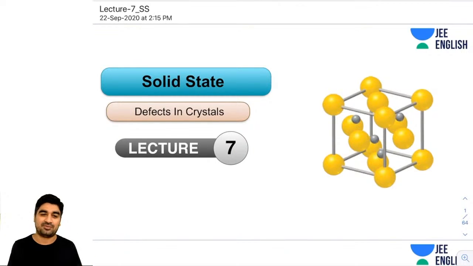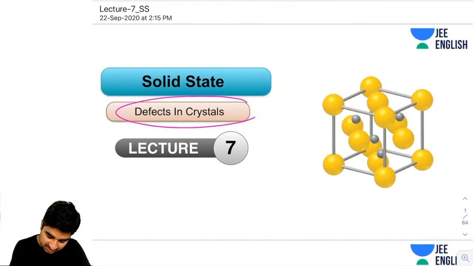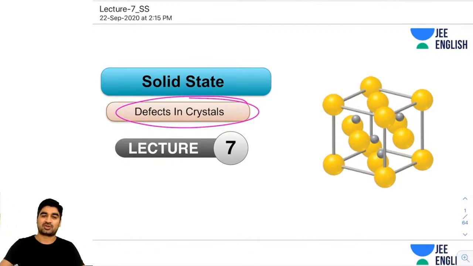Today I'm going to take a very important topic, solid state, and within this topic there is a subtopic named defects in the crystal. So guys, today I'm going to take defects in the crystal, and that's important from JEE Mains point of view and JEE Advanced point of view. So guys, let's start it.